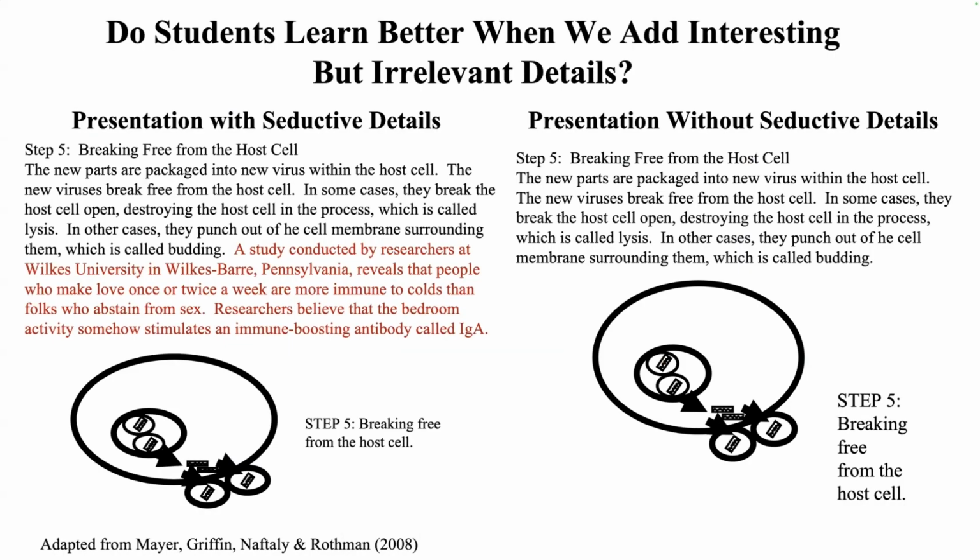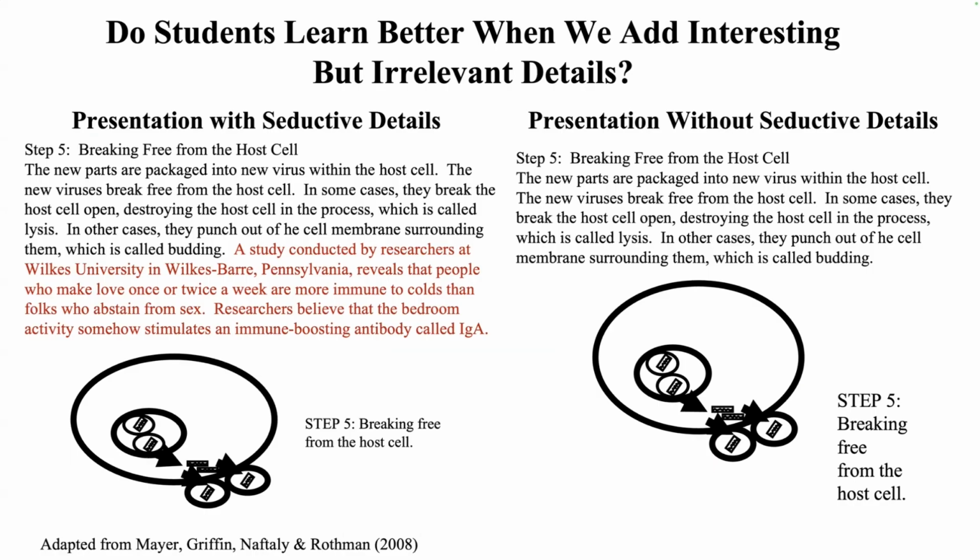The version on the left comes from, again, a lesson on how a virus causes a cold. We've added an interesting but irrelevant fact, which can be called a seductive detail, that students at my university found to be the most interesting fact about viruses, which is that in a study in Pennsylvania, found that people who make love once or twice a week are more immune to colds than folks who abstain from sex. So you might think adding that makes it more interesting.